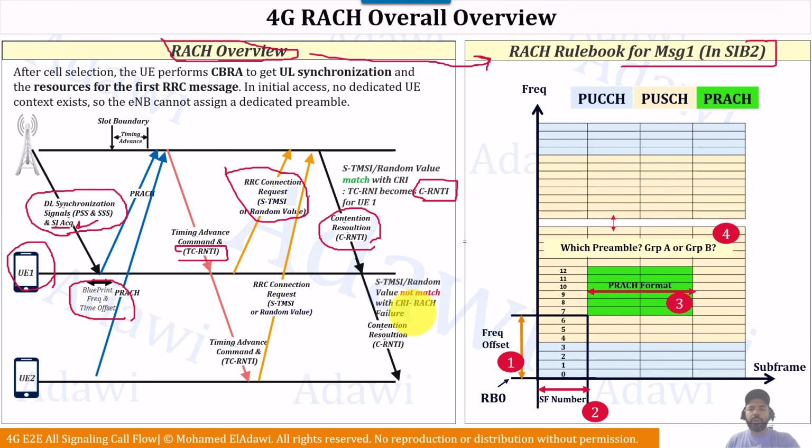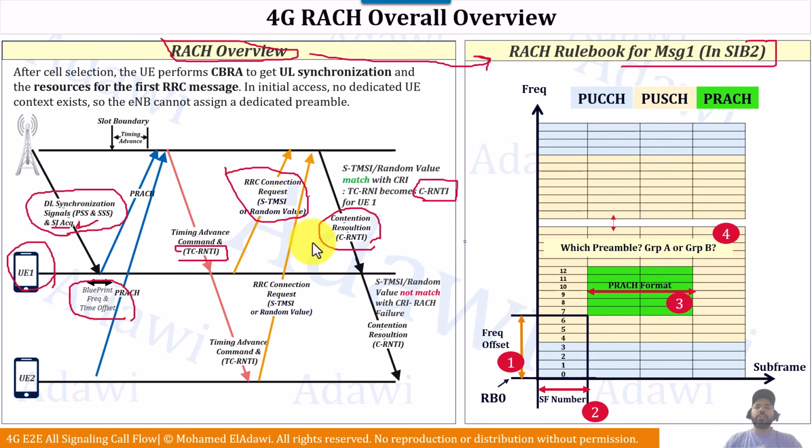So what will happen for the other user? The other user will check the random value. If it doesn't match the CRAI, he will consider the RACH a failure, and he will repeat or make a new RACH request at a different timing. I will also explain the parameters controlling the retransmission of the RACH whenever there is a failure. So this was a high level perspective of the call flow.